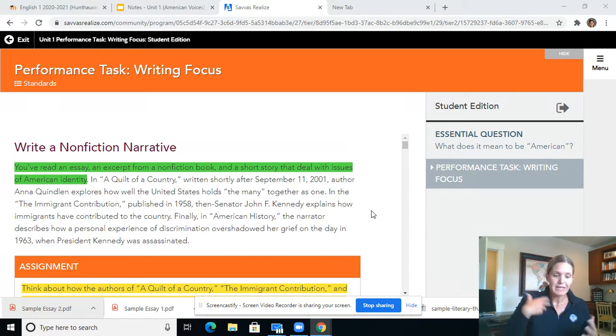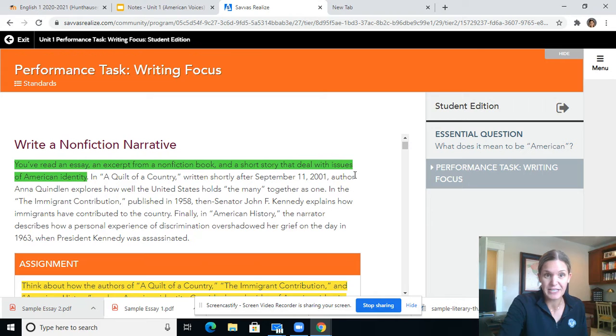So start thinking about different examples of different ways that the American identity has been explored in the texts we have read for our class. A Quilt of a Country, The Immigrant Contribution, American History. So think about the question, what do Americans have in common with each other? So, like I said, you're going to write a short story, a nonfiction narrative, where you explore your response to this question.